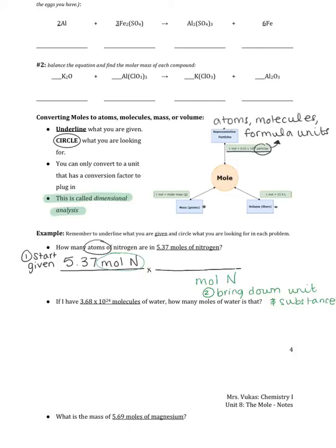The third step is in the numerator of that second fraction, you put the units of the unknown, or what you're looking for. Since this asked us how many atoms of nitrogen, we're going to put atoms of nitrogen up here on the top. Step three is where you write your unknown units. For step four, we're going to plug in something called a conversion factor.